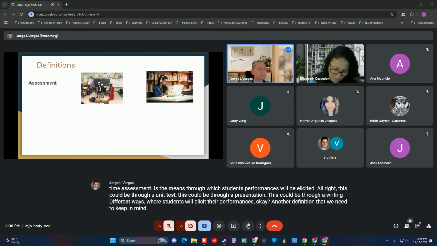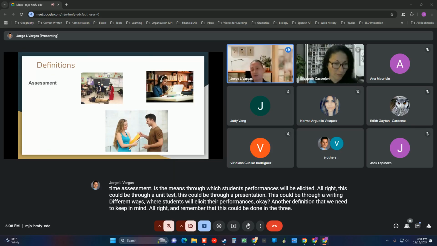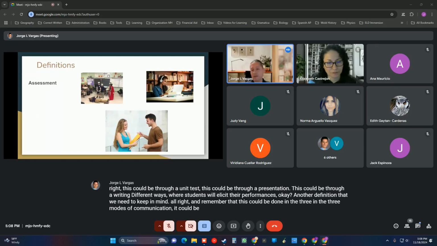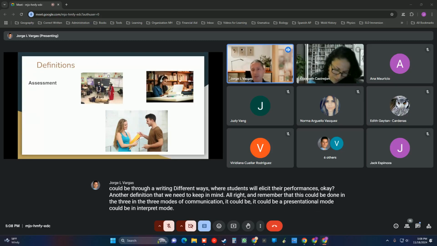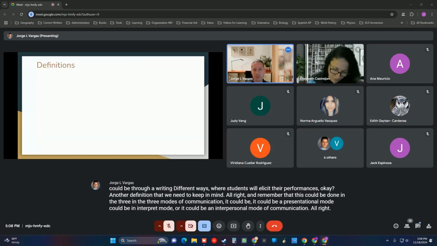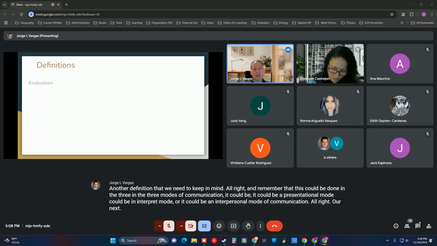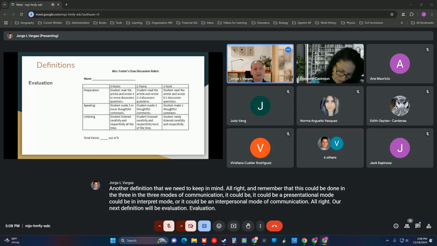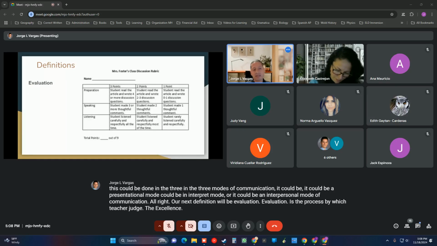Our next definition will be evaluation. Evaluation is the process by which the teacher judges the excellence of that performance. One more time, it is the process by which the teacher judges the excellence of that performance. That will be an evaluation, and for this, we would use a rubric.